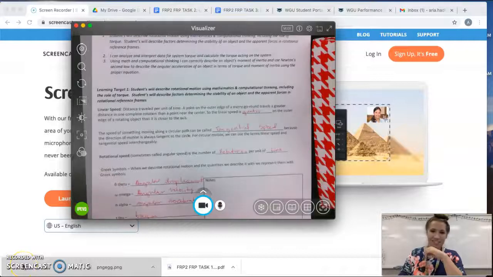Hi guys. So, new quarter, new unit. This unit is all to do with rotational motion, and then we end with gravity.